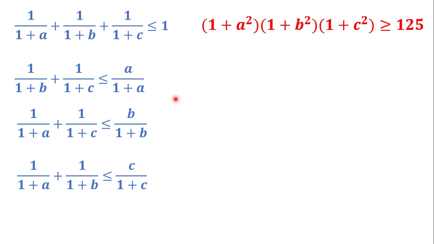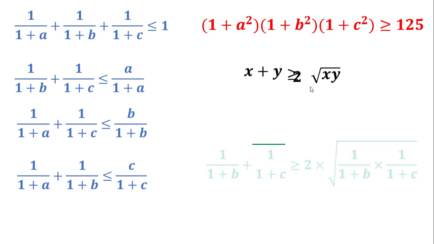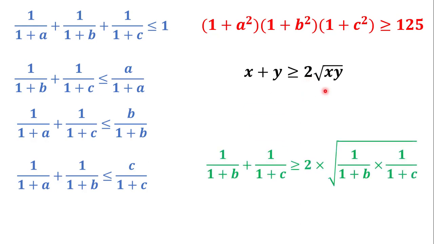Now we want to use the AM-GM inequality. If we have two non-negative real numbers, x and y, we can write x plus y over 2 is greater than or equal to the square root of x times y, or x plus y is greater than or equal to 2 times the square root of xy, and we want to use this inequality for our fractions.